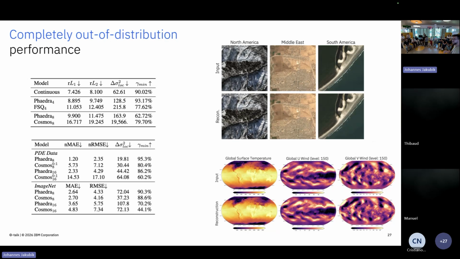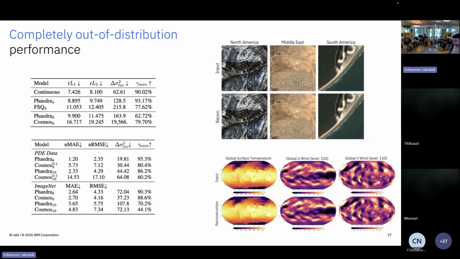I'm not saying that this is necessarily the best performance that you can get. Maybe if you used finite scalar quantization, you could get to a similar performance, but it certainly indicates that it can generalize really well. So if you would pre-train this architecture on, for example, Sentinel-2 data, it would be very reasonable to assume that it works well on PDE data.